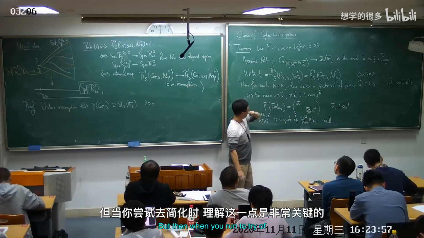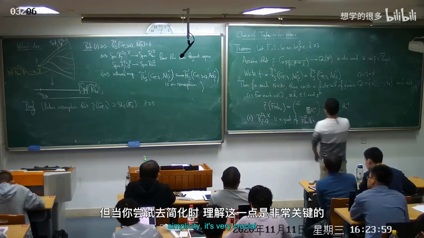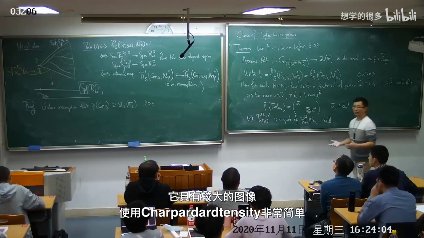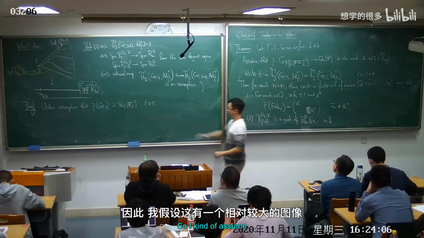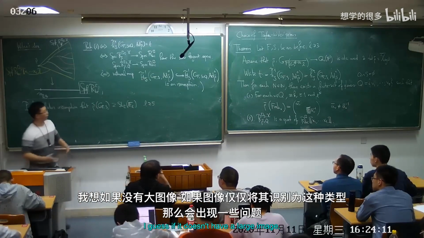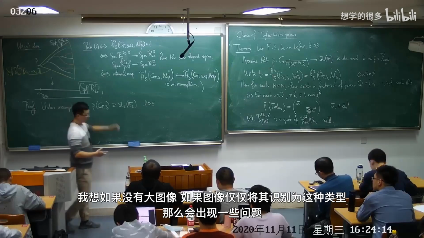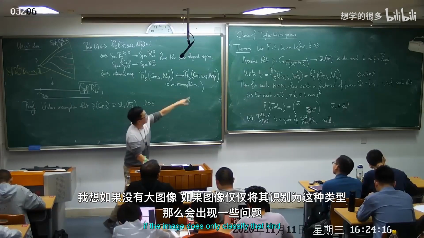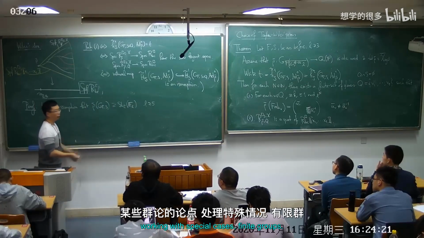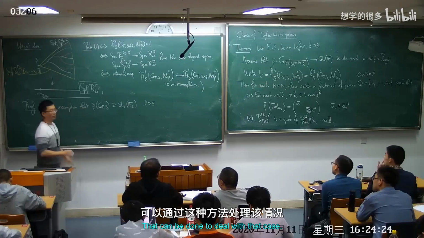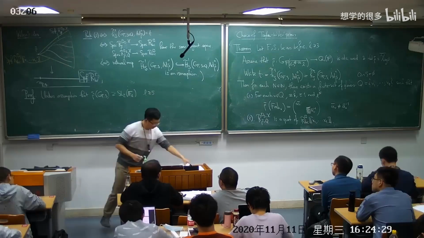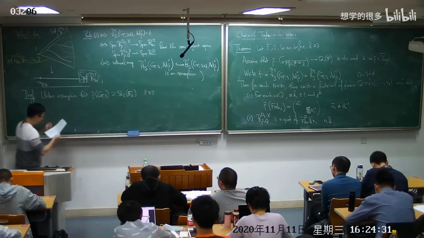Okay? But when you run Chebotarev's density, it's very crucial to understand the image of rho bar. If the rho bar has large image, it's very easy to use Chebotarev's density. So I kind of assume this has a relatively large image. If the image doesn't satisfy only that condition, but also this one, there's some group theoretical argument, working with special cases, finite groups, that can be done to deal with that case. But I'm not going to talk about those cases. So yeah. Okay.